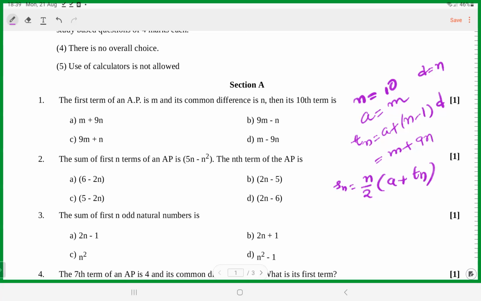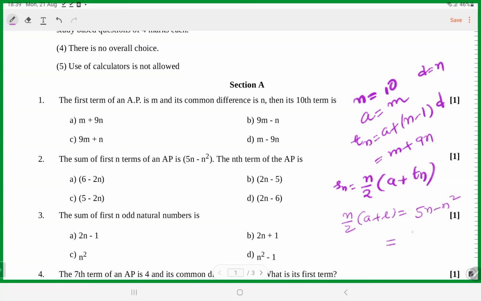So n by 2 into a plus l, we need to find out l, right? They are asking for l only. The sum of the first n terms means that the nth term will be l, the final term only, right? So n by 2 into a plus l, then you need to find out l. The sum of the first n terms of AP is 5n minus n square, then the nth term of AP is? So we equate n by 2 into a plus l equal to 5n minus n square.